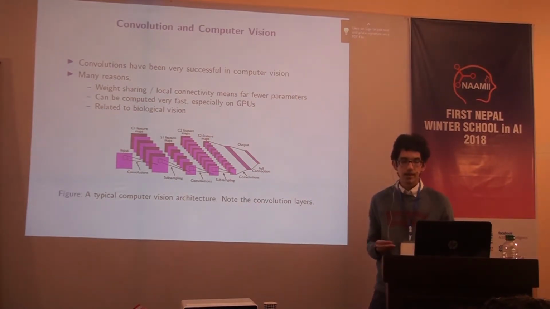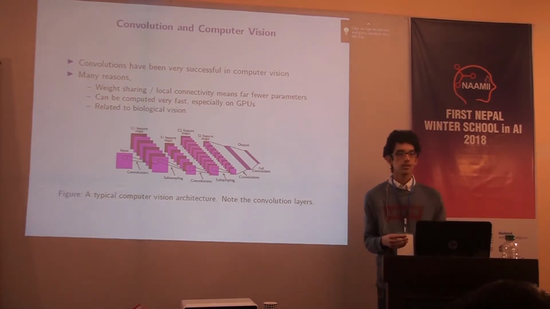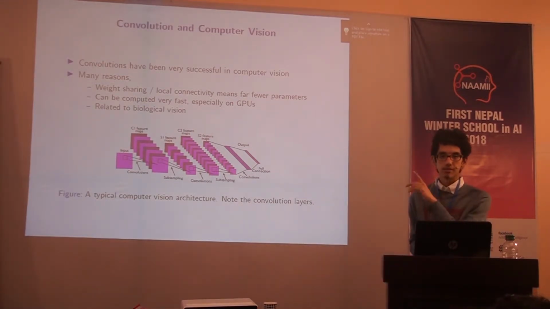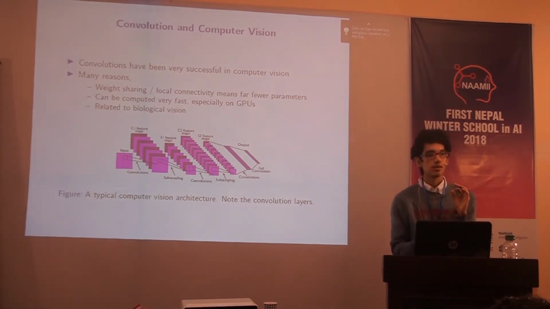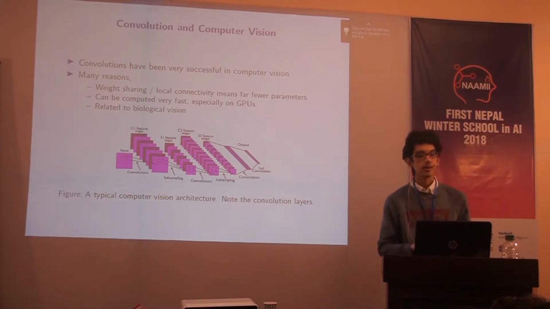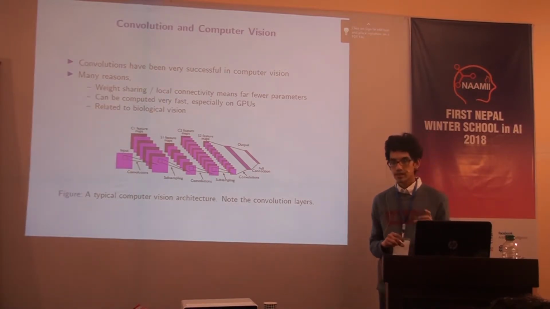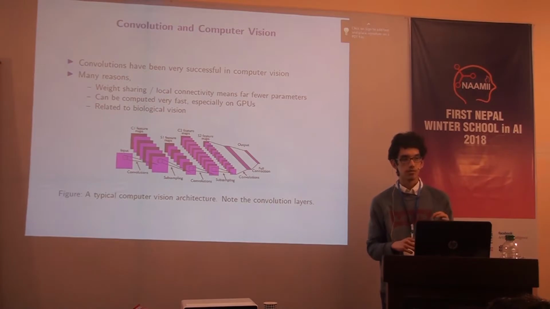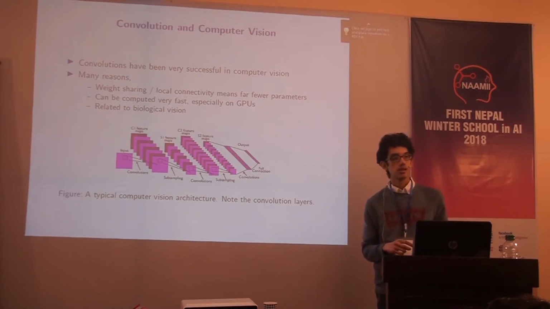And from a high level, why has this been successful? So the first intuition I already mentioned is that this is a lot fewer parameters. This is going to be easier to train. This is not going to be as over-parameterized as a fully connected network. A second reason for them being successful in practice is that these operations can be computed very fast in GPUs, actually in general.